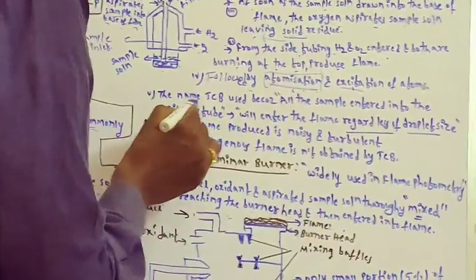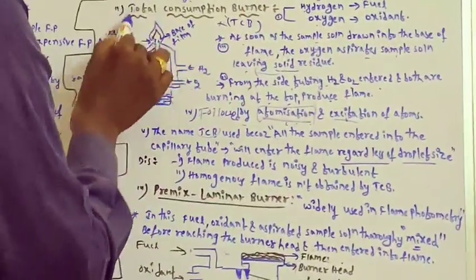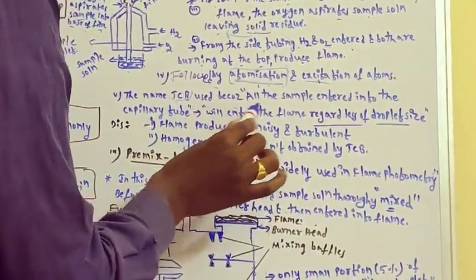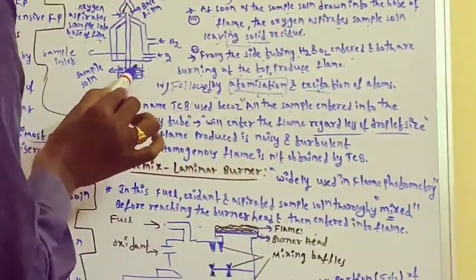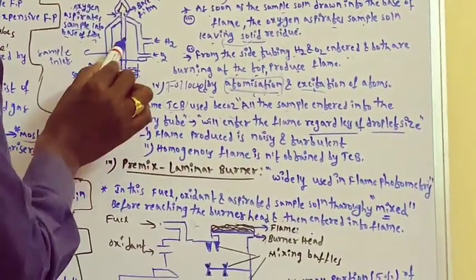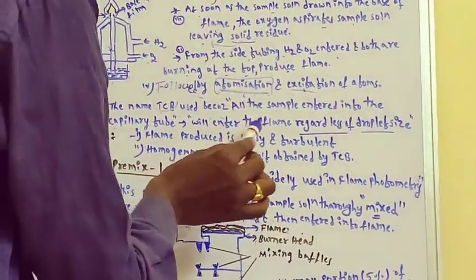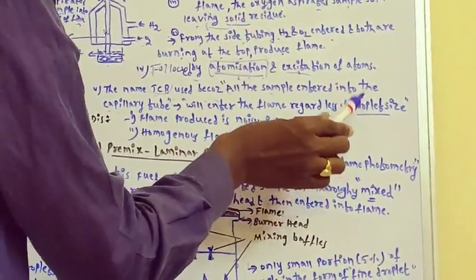Then the last one, why it is known as total consumption. The name itself indicates total consumption. The name TCB is used because all the sample, whatever we have taken, enters into the capillary tube. This is the capillary tube. All the sample will enter the flame regardless of droplet size.